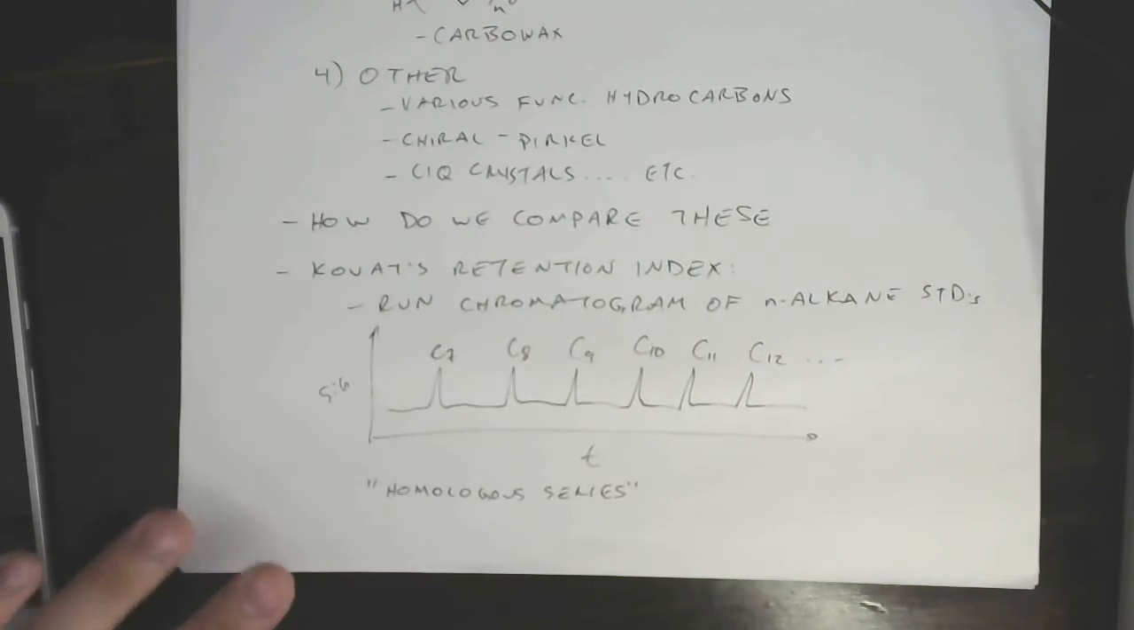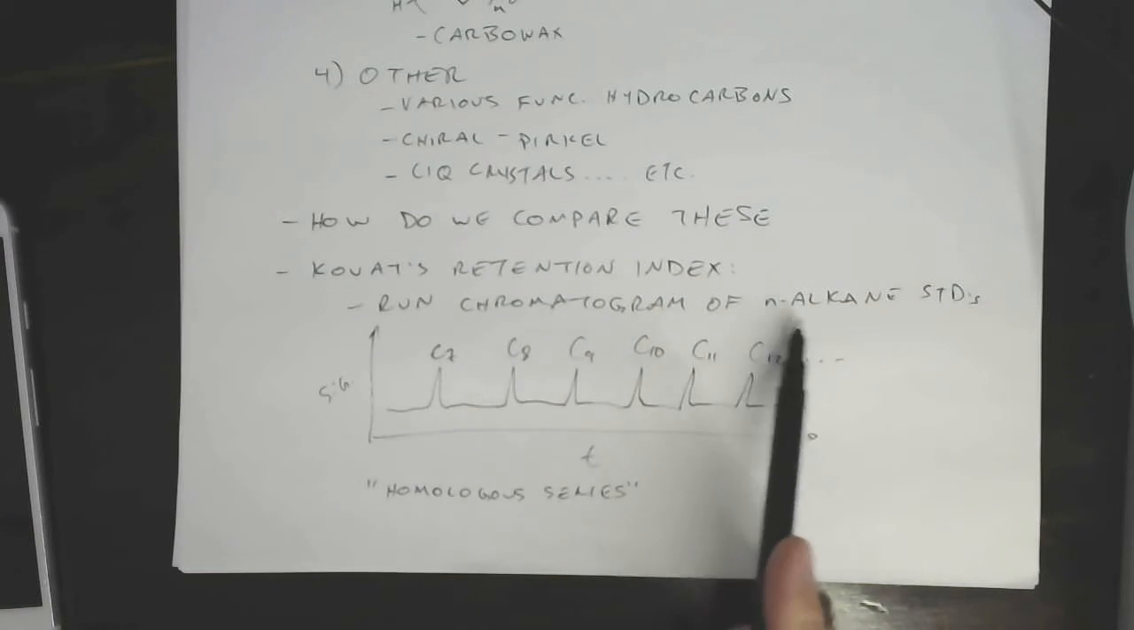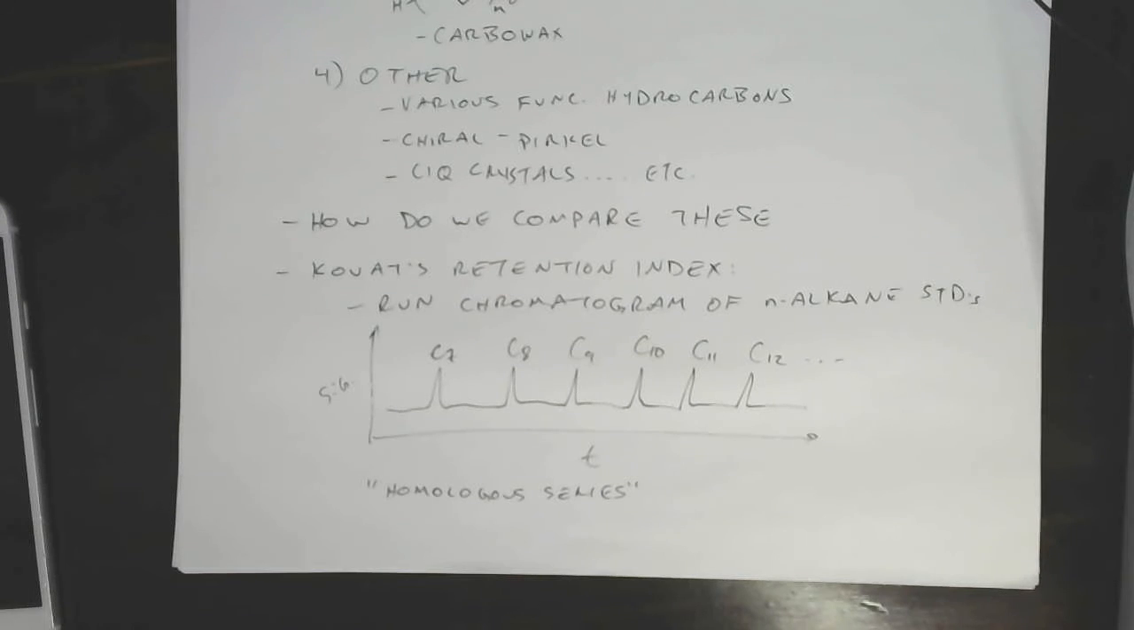A homologous series is basically if you take one class of molecules, in this case the class is N-alkanes, but you could imagine another class that we could do this with, something like alcohols, right? So like methanol, ethanol, propanol, butanol.